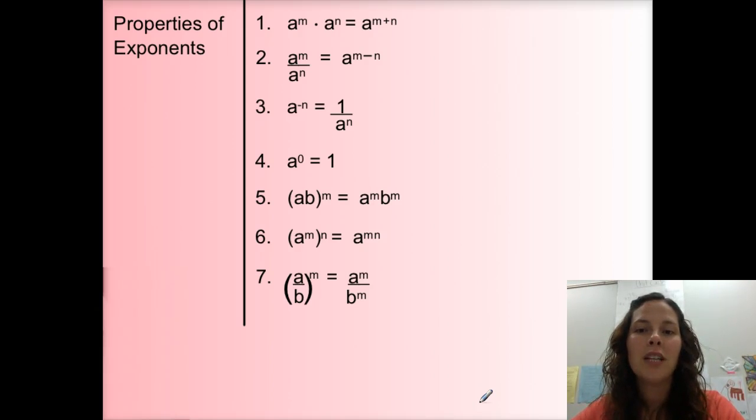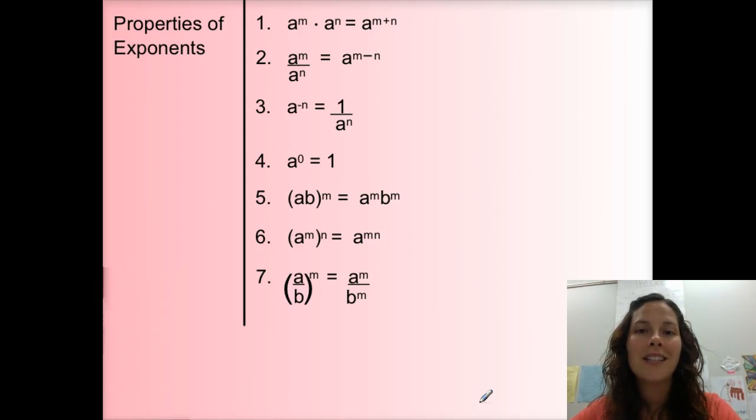So our first rule is a power times a power. You add the exponents to simplify. Next, if you're dividing powers, you'll subtract the exponents. A negative power means you flip it. So if the negative power is in the denominator, you flip it to the numerator. Rule number 4, anything raised to the 0 power is 1.